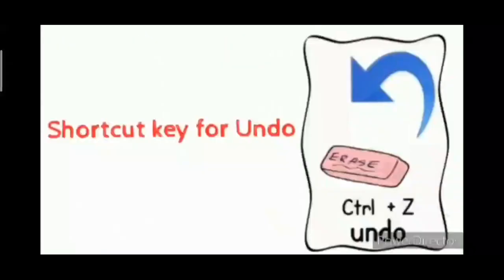Understood? Next, to select the entire text. Whatever is written in your document, if you want to select the whole document or whole paragraph, you have to press Control plus A. Why? Because Control plus A is used to select the whole document, the whole entire text. Okay. Now the shortcut key for undo is Control plus Z.